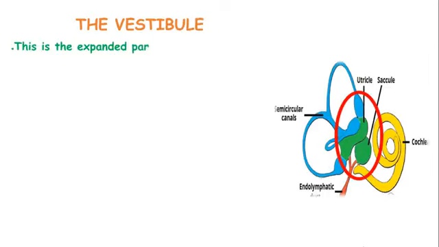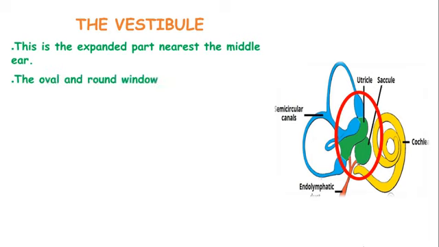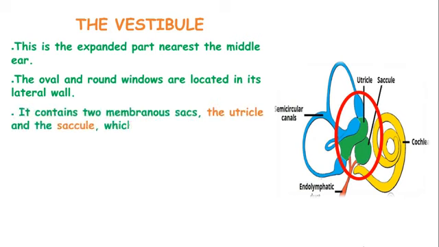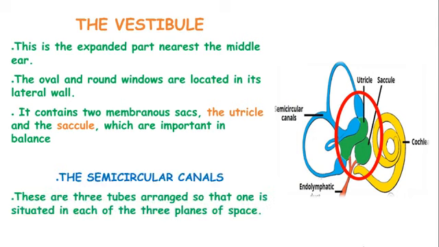The vestibule. This is the expanded part nearest the middle ear. The oval and round windows are located in its lateral walls, and it contains two membranous sacs, the utricle and the saccule, which are important in balance. We have semicircular canals, which are three tubes arranged so that one is situated in each of the three planes of space. They are continuous with the vestibule and also important in balance.